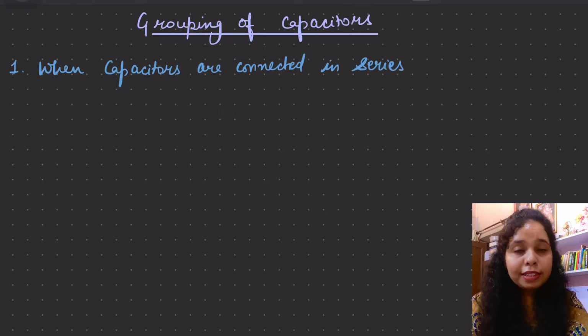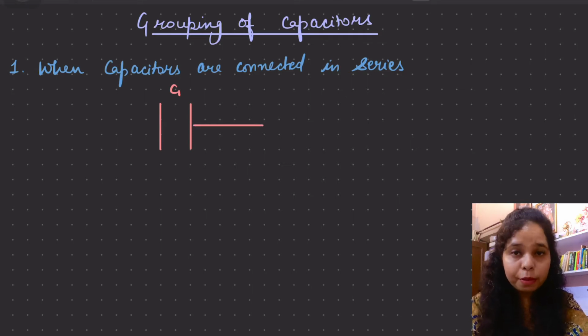Now we will consider capacitors. We will not consider any number of capacitors, we will consider only 3 parallel plate capacitors. So let us mark the first capacitor as C1. Now it is connected in series with another capacitor of capacitance C2. And C2 is connected in series with the third capacitor of capacitance C3.